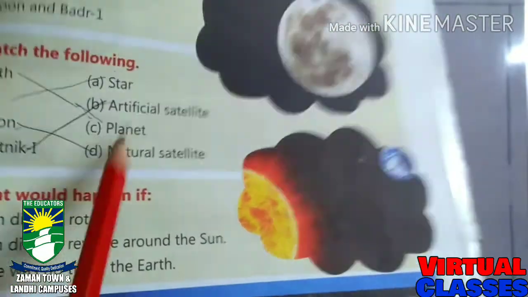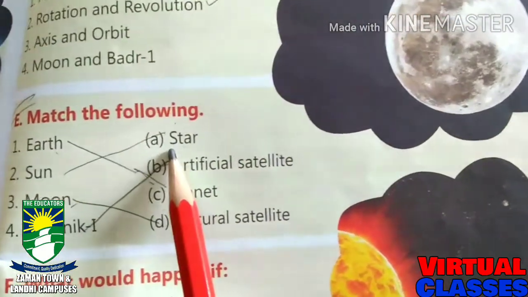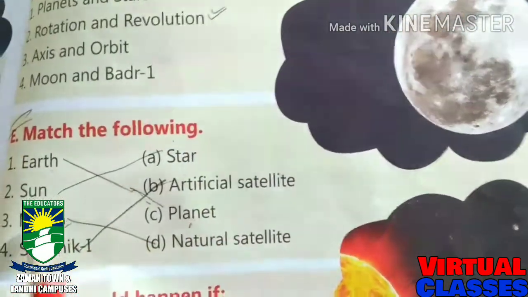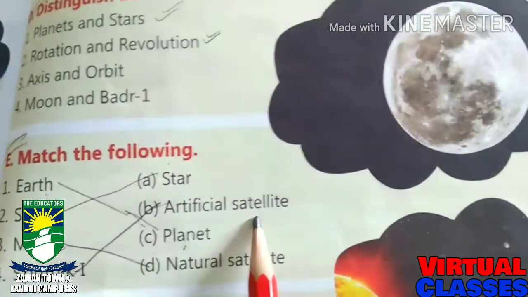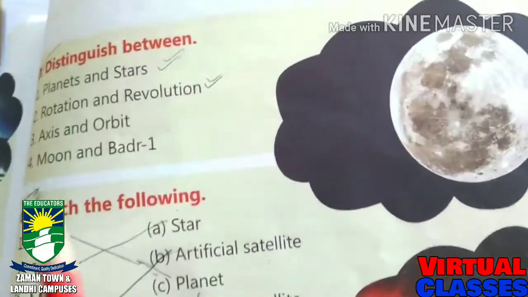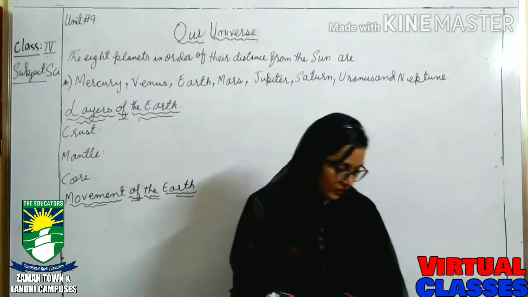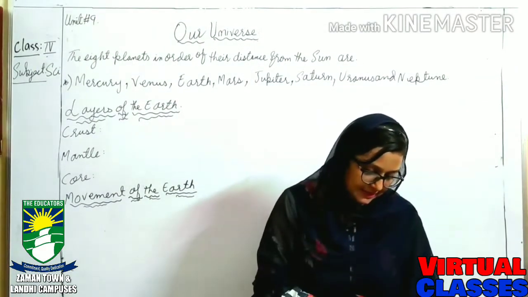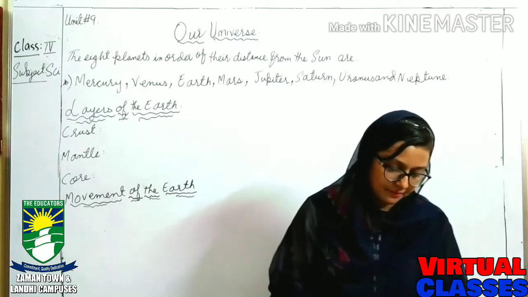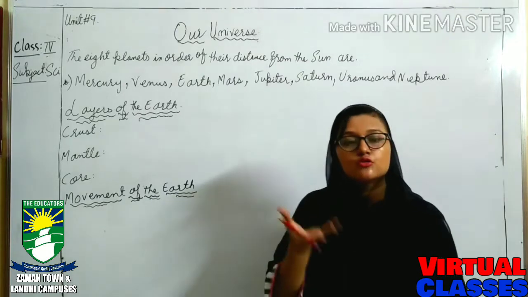Now, match the following. Earth, you will match with planet or star. You will match with the correct one. Now sun, you will match with star or another option. Moon is a natural satellite or artificial satellite. You will match with it. The remaining ones you will also match. Which one will be correct with this? After this you can see it. Then you can read the remaining headings by yourself, so it will be easier for you to fill in your work.